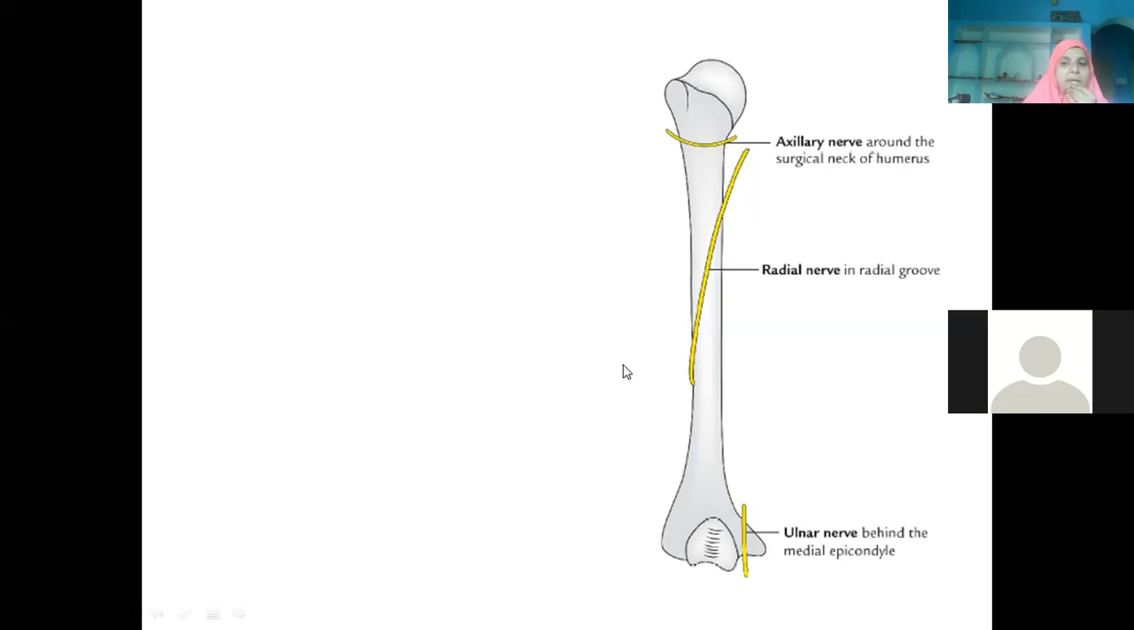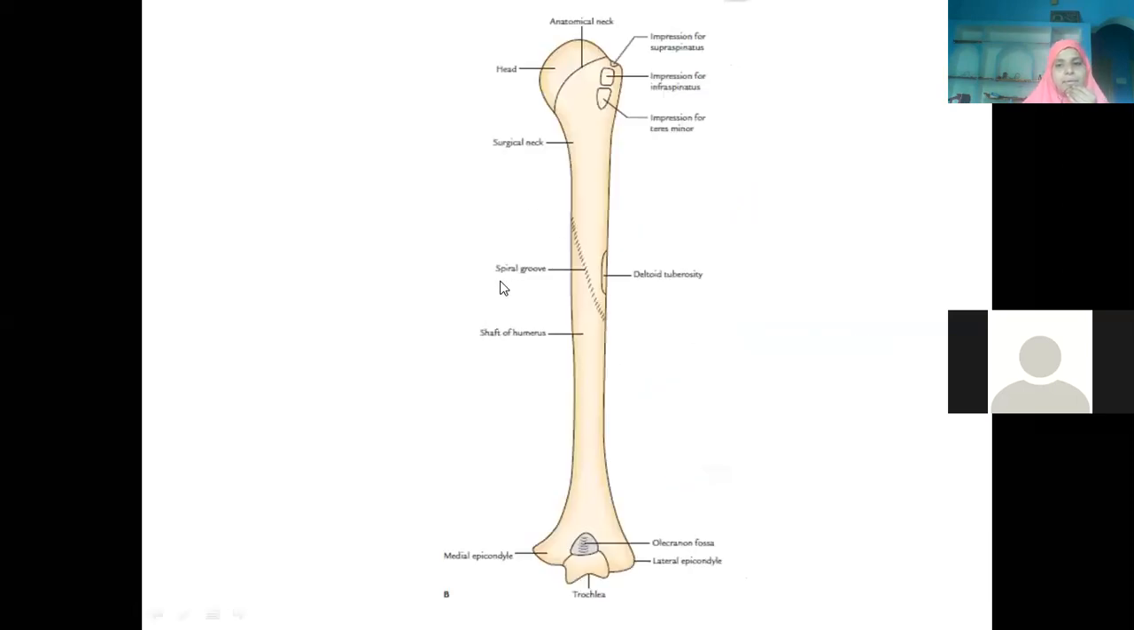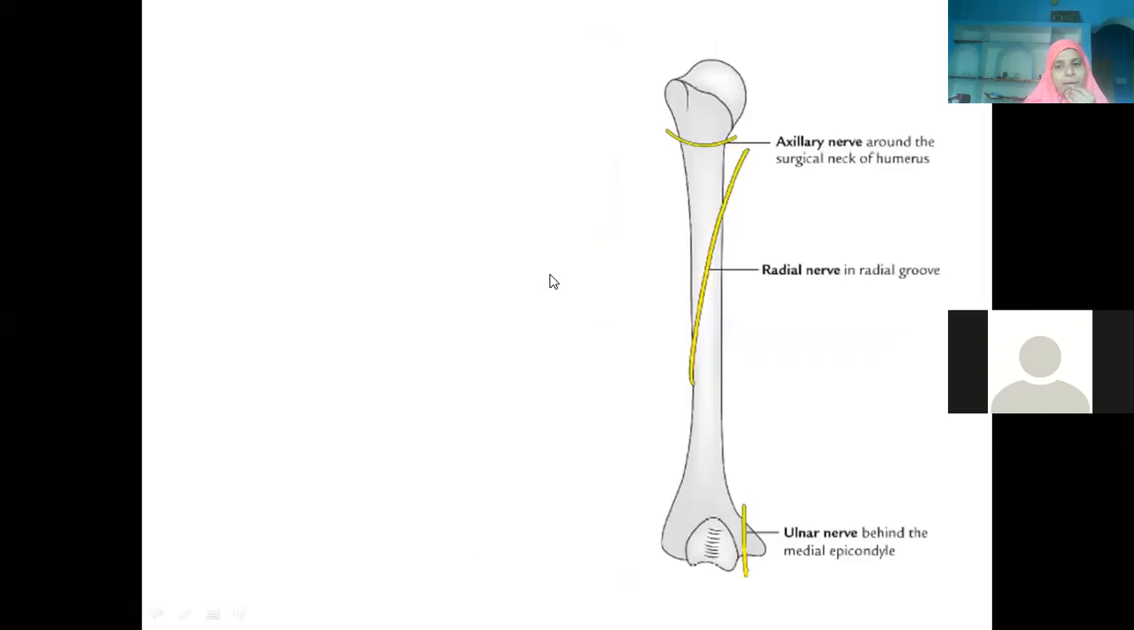Just now you had seen the spiral groove in the previous slide. It is also called the radial groove. Why? Because it is closely related to the radial nerve. Again, during fractures, the radial nerve is damaged. It is supplying the back of the arm and the back of the forearm, that means the extensor compartment of the arm and the extensor compartment of the forearm. So if this nerve is damaged, the extension action is lost. Such a big nerve it is. We will discuss it in detail exclusively. Our nerves are very important. They can come as essays.